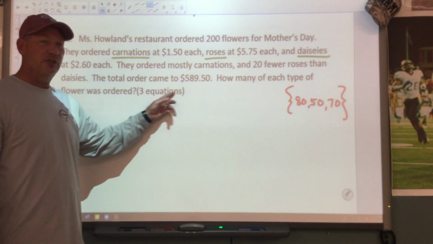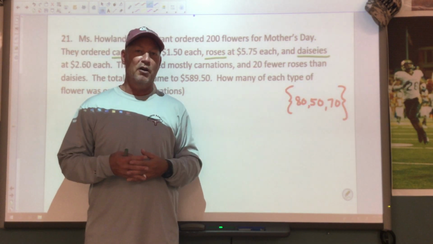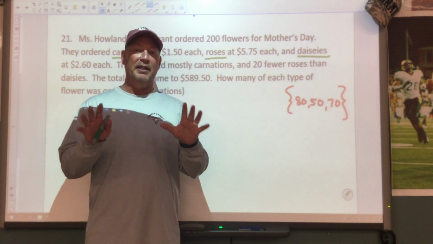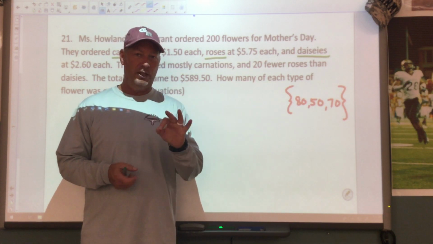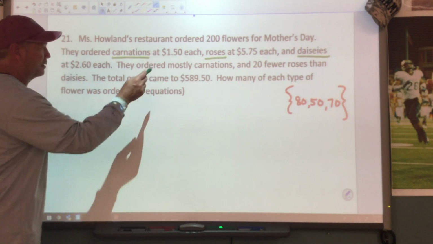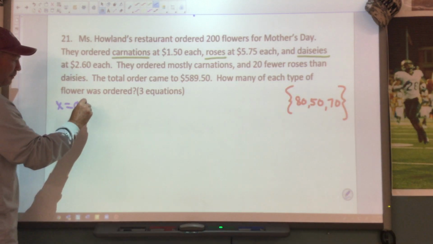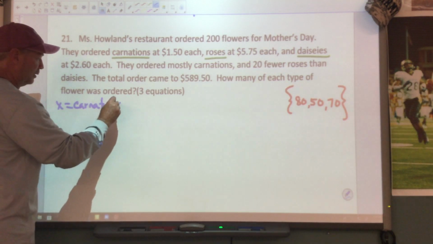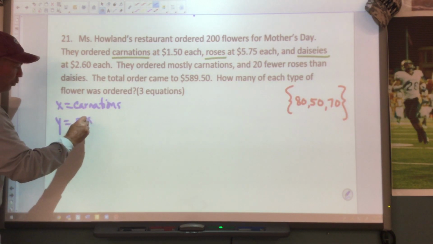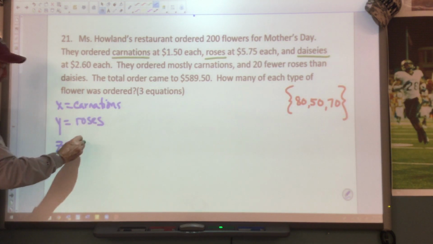Here's the hint. It's going to be 3 equations. Have we showed you how to use the calculator to solve a 3-equation system? Yes. Okay? So let's think about this. Let's set up our system. So it's going to be 3 equations. Okay? The first one, it says, we're going to say that X equals carnations. The next one, we're going to say that Y equals roses. And then we're going to say that Z equals daisies.